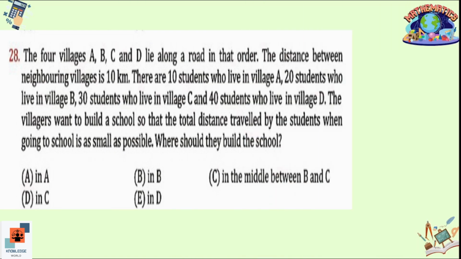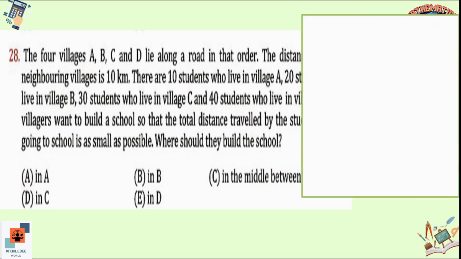Question number 28. The four villages A, B, C, and D lie along a road in that order. The distance between neighboring villages is 10 kilometers. There are 10 students who live in village A, 20 students who live in village B, 30 students who live in village C, and 40 students who live in village D. The villagers want to build a school so that the total distance traveled by the students when going to school is as small as possible. Where do they build the school?